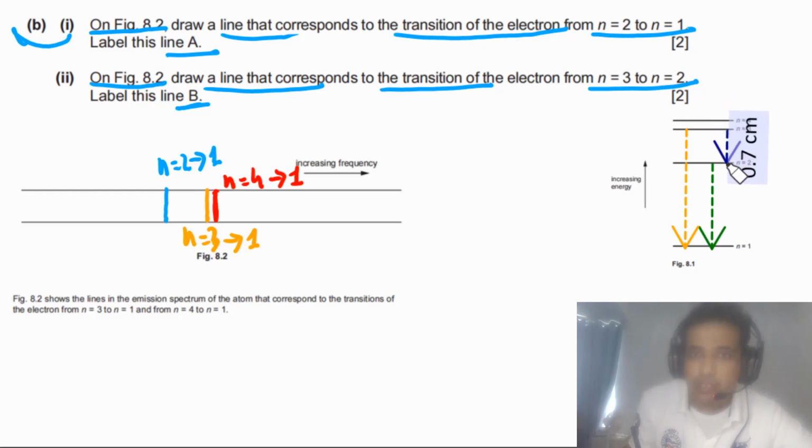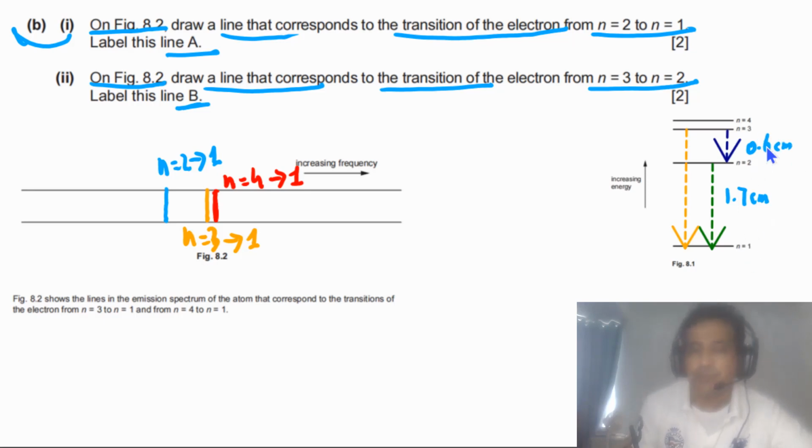We need to draw the line for this part, and this is about 0.6. We have to compare this one with N2 to N1. We have already discussed that this is equal to 1.7 centimeters. So let me write it down properly. This one is 1.7 centimeters, and this one is 0.6. Let me recheck this one. This is 0.7, 0.6. So we can write here, this is about 0.6 centimeters.